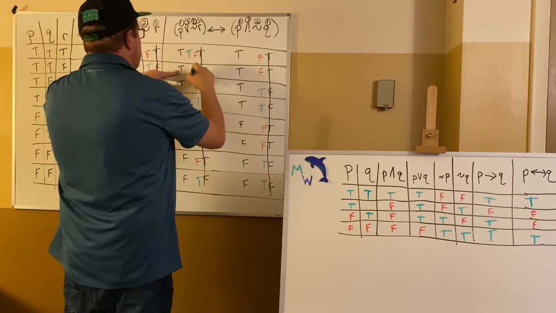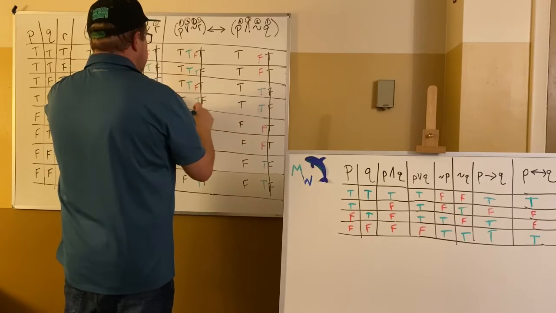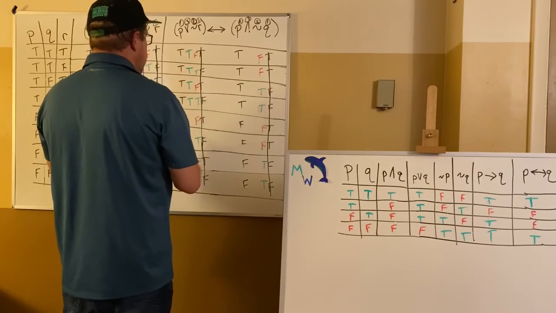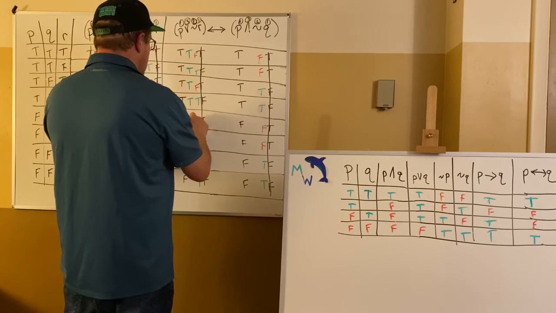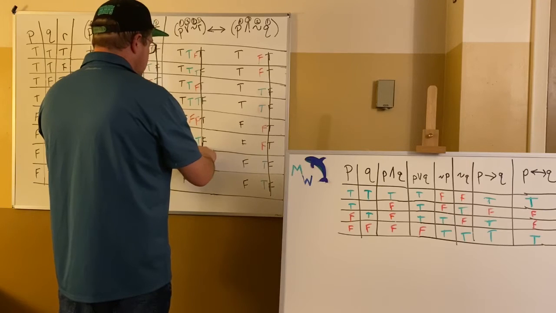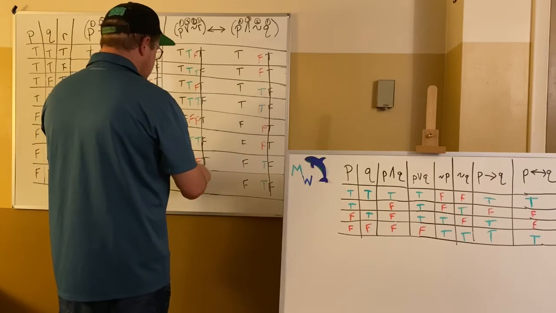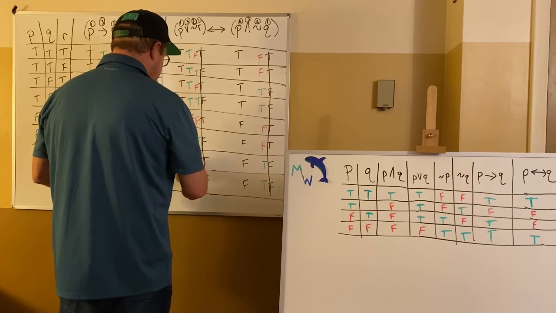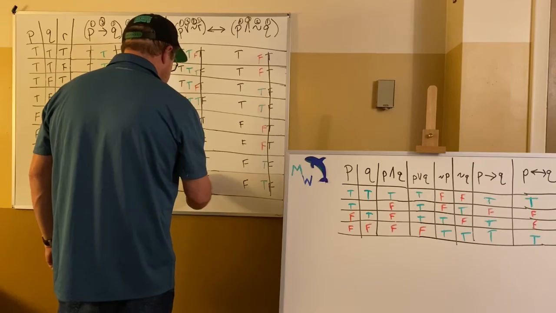Yes. True and true, at least one true? Yes. True or false, at least one true? Yes. True or true, at least one true? Yes. False with false. Is at least one true? No, we got to get a falseness there. False along with true. Is at least one true? Yes. False and false. Is at least one true? No. Give me a false. False and true. Is at least one of those true? The answer is true.